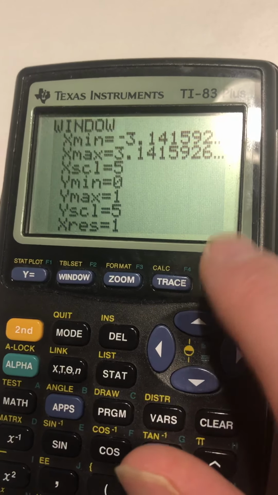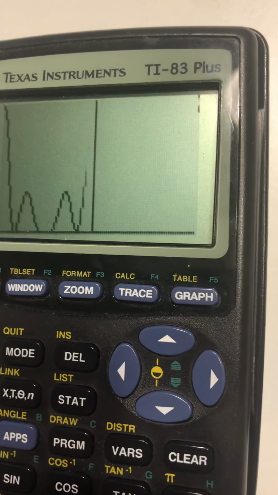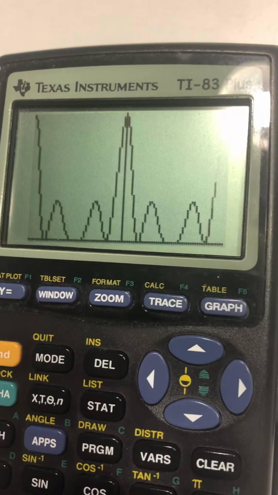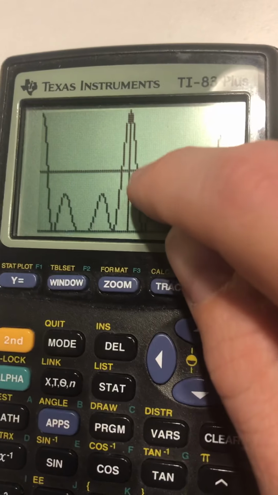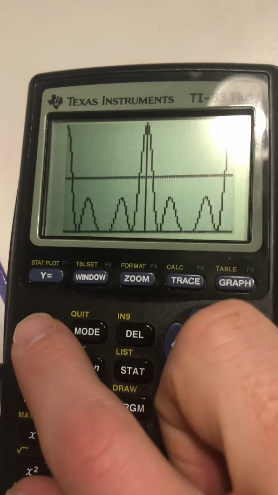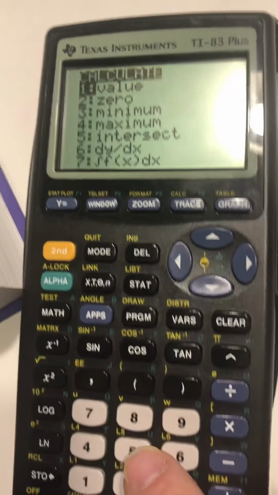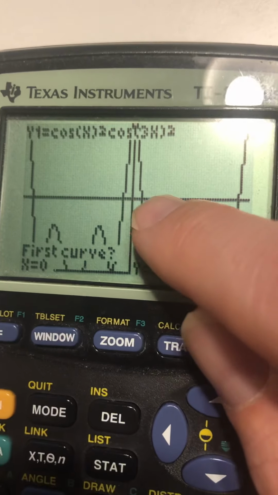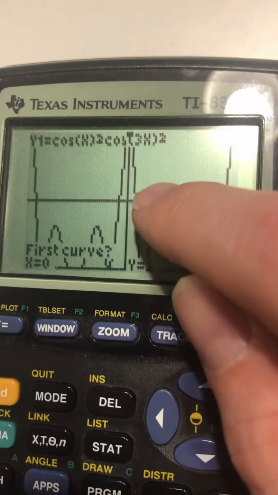So if we click graph, it'll spit out these lobes with the half power point shown across the middle. So to calculate this point, we need to find the intersection here. So we click second calc and then intersect, so 5 for intersect. And we need to find this intersection point. So it asks for the first curve and the second curve, so which two lines basically are intersecting.